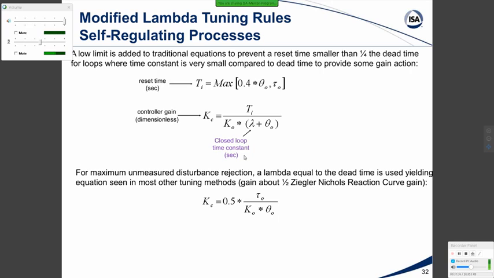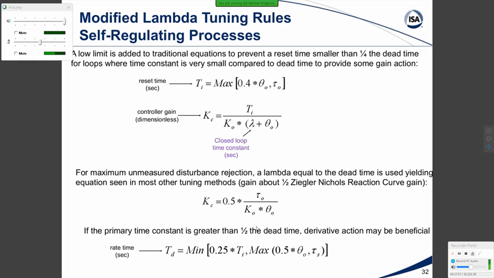For maximum unmeasured disturbance rejection, a lambda equal to dead time is used, yielding an equation seen in most other tuning methods. And actually, it's about half the Ziegler-Nichols reaction curve gain. So the tuning methods tend to converge and end up with a similar expression when we're looking for maximum disturbance rejection that's unmeasured, so we can't really use the feedforward.